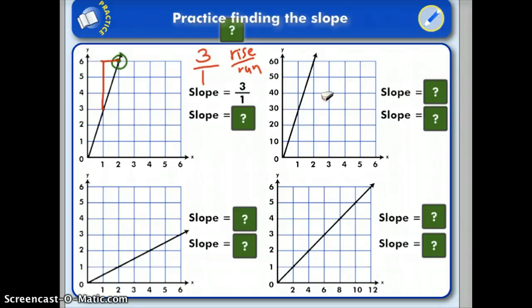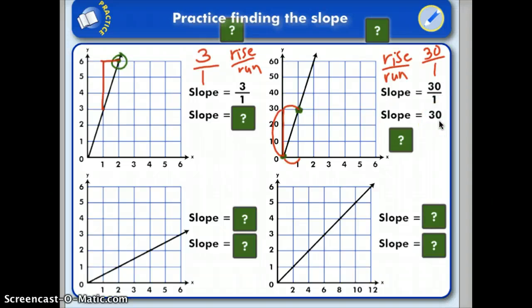First thing you want to do is find 2 coordinates on your line. We can start with this and this. Now you got to be careful on this one. Again, you want to do rise over run. So I'm going to go up first. 1, 2, 3. But you need to be very careful because it's not actually 3. The difference is 30. So in this case, my rise is 30, and my run going over would be just 1. So in this case, my slope would be 30. 30 over 1. Right like that.